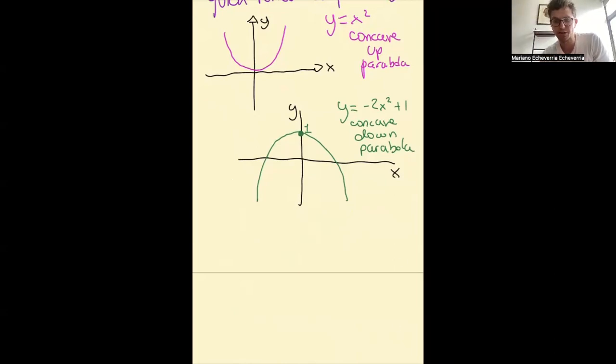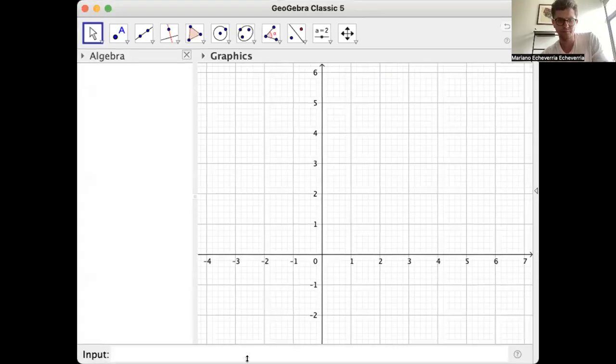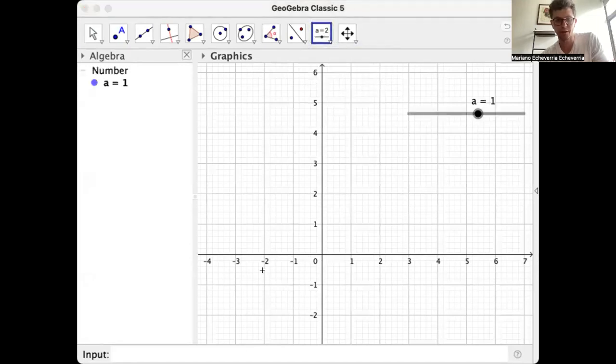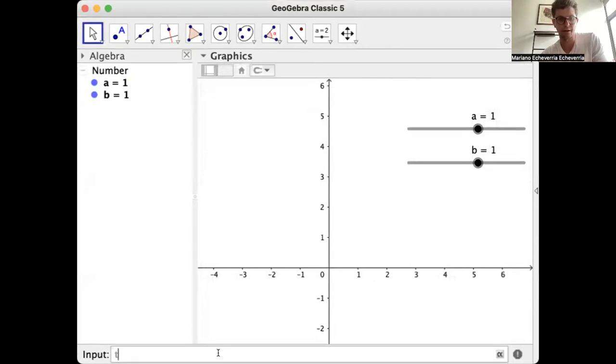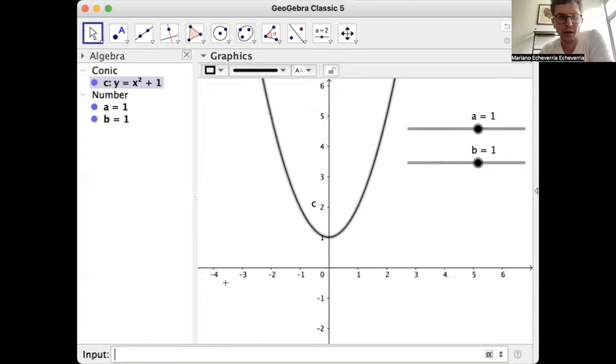It's better to do some animations to see what we're talking about. So I can introduce two sliders. I'm going to call one A, and I'm going to call the other one B. And I'm going to have a parabola which is going to be ax squared plus b. So for example, this is showing me the graph of x squared plus 1.